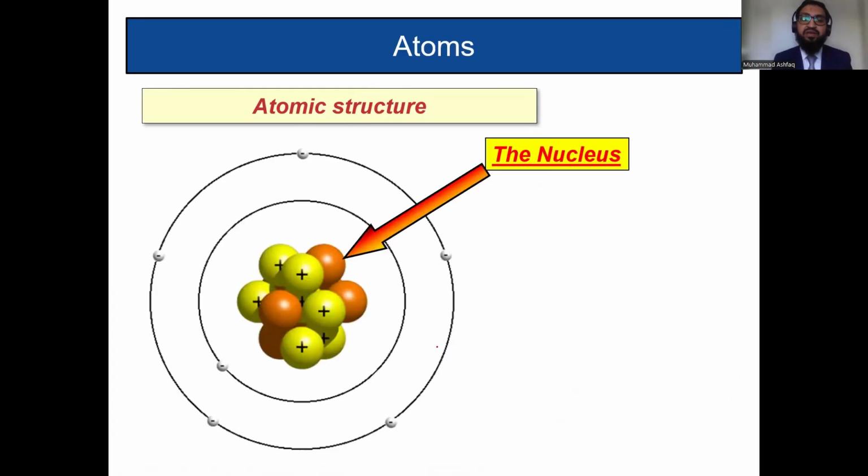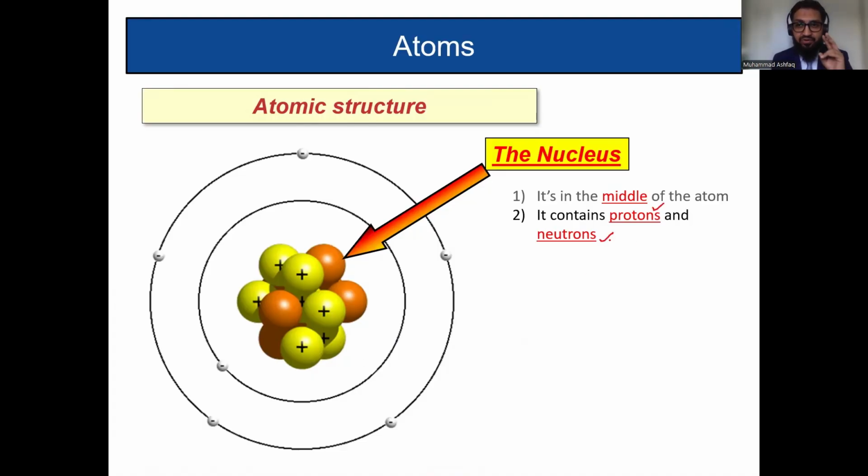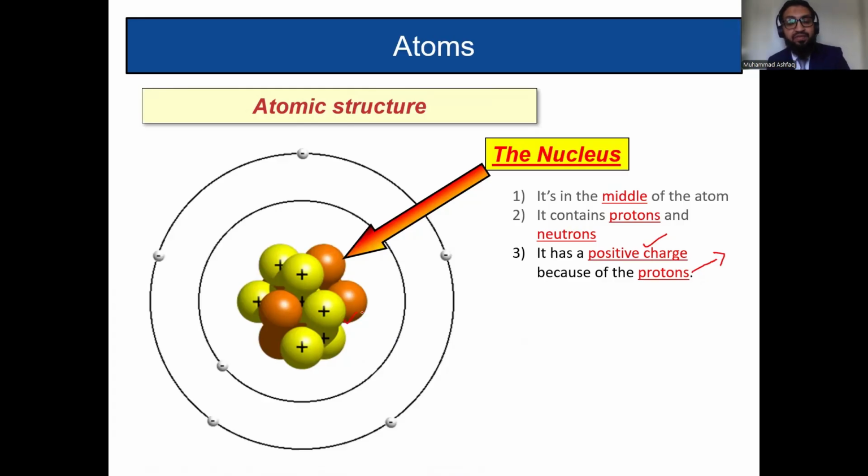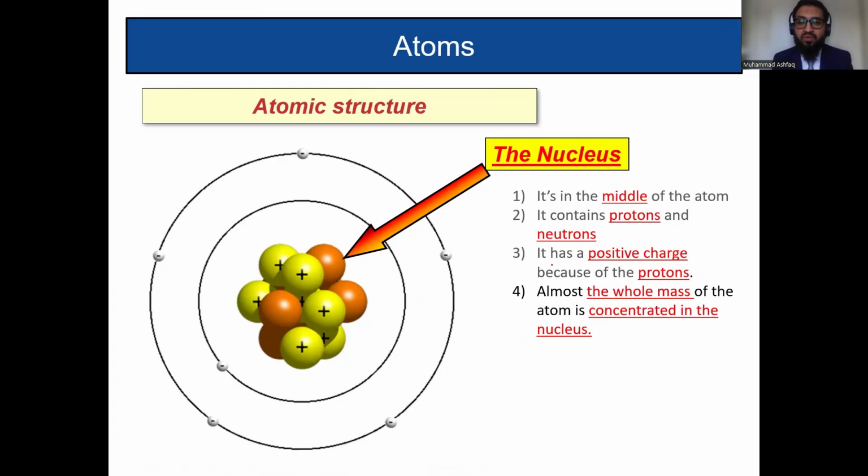So first we're going to see the nucleus. This is the middle of the atom, or you can say the center. It contains proton and neutron. It means two subatomic particles are present in the center of the atom. And this nucleus has a positive charge because of the presence of protons, and protons carry a positive charge. This is the reason why the nucleus is positive. Almost the whole mass of the atom is concentrated in the nucleus. The weight of the atom and all the solid stuff is present inside the nucleus.